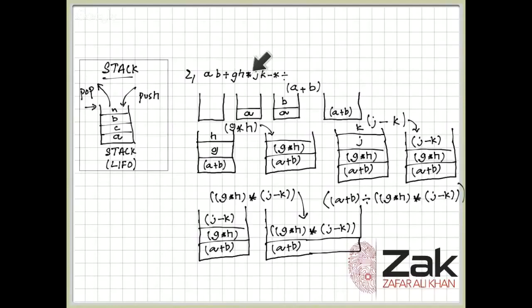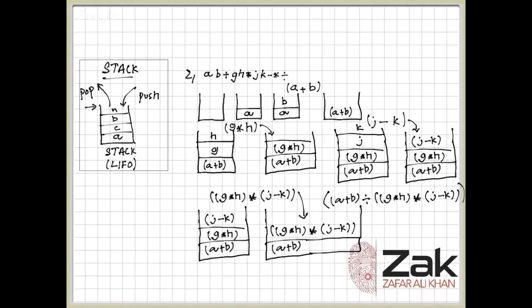So AB plus GH multiply JK minus multiply divide. This is the whole same thing. First we push A, then we push B, then we have plus, A plus B will be pushed back. Over A plus B, we will push G and then H, then we have multiply, we take out H and then G, multiply them, push them back. Then we have J, we have K. As soon as we come across minus, we take out K, put it on the right, J on the left, operate that, push it back. Then we have multiply, we take these two, put this on the right, this on the left, and these two will be multiplied. That is how it will work.